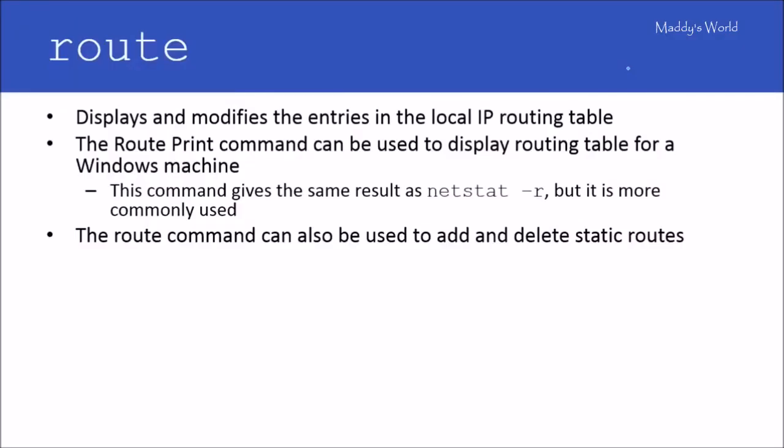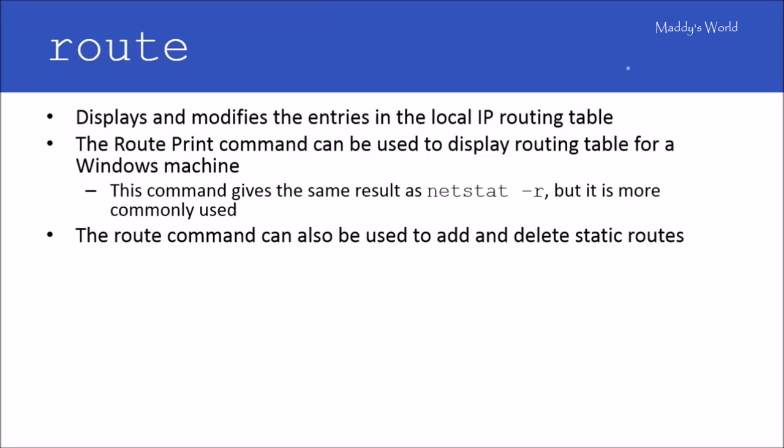All right. The route command. Let's take a look here at our presentation. You can use it to display and modify entries in the local IP routing table. So your computer has a routing table, your local host has a routing table, and you can combine it with the route print command to display the routing table for a Windows machine. This is going to give you the same results as the netstat -r command, but it's a little bit more commonly used. So you can also use it to add and delete static routes.